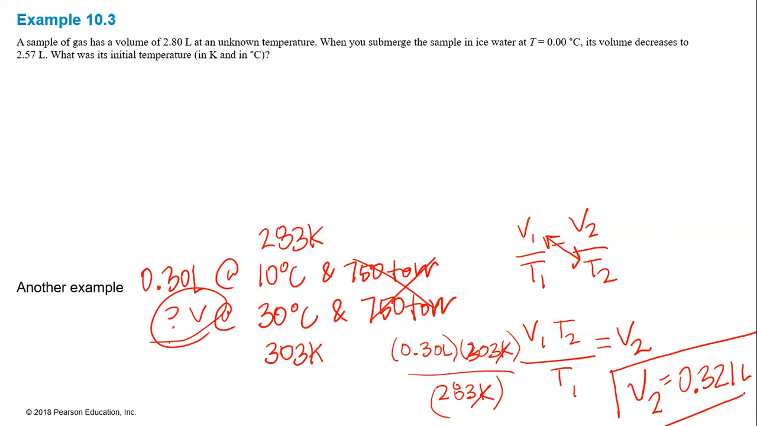Right, so my temperature increased slightly from 10 degrees to 30 degrees. So I had a slight increase in volume, very slight, but at least it went up. So that tells me I probably did it correctly.